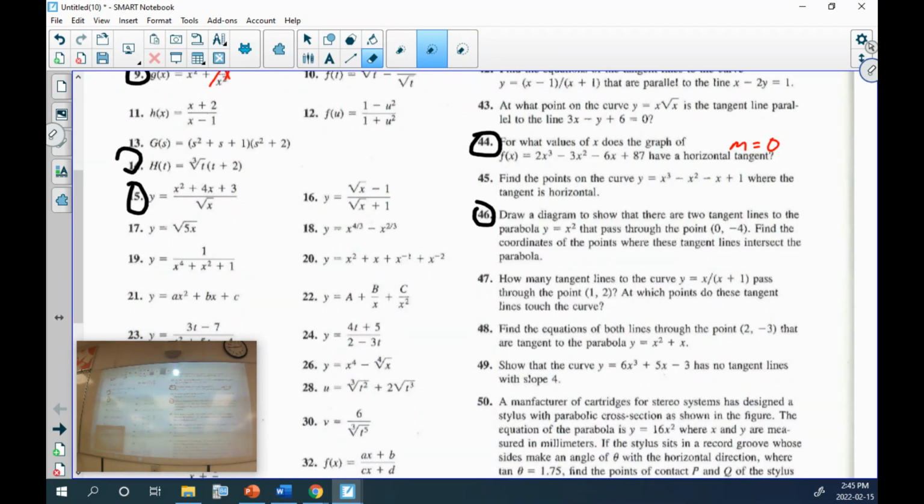Okay, so 46 is a kind of question that I did earlier, where we want to know the coordinates of the points where the tangent lines intersect the parabola. So we want to draw a diagram to show that there are 2 tangent lines to the parabola y is equal to x squared that pass through the point 0, -4.